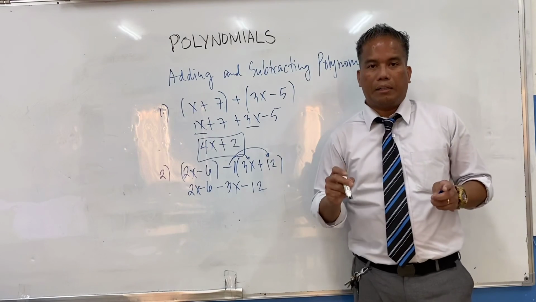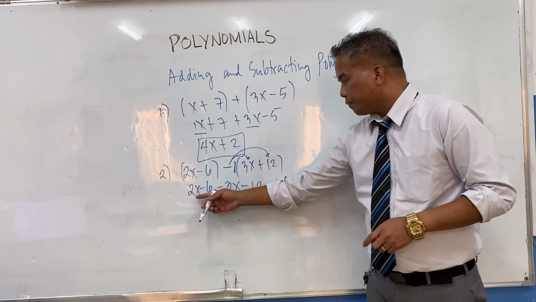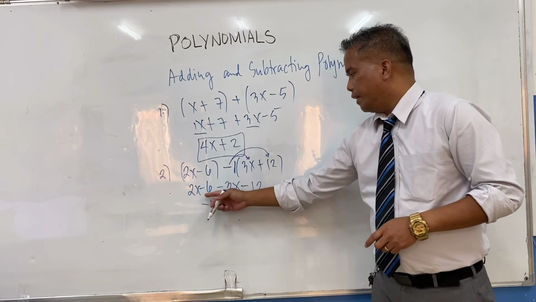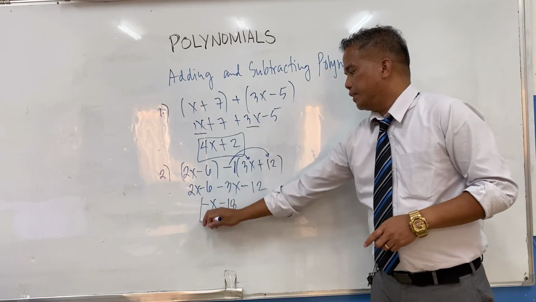Then after that, you are going to combine similar terms. So we have now 2x minus 3x will become negative x. Then negative 6 minus 12 equals negative 18. So this is now the answer.